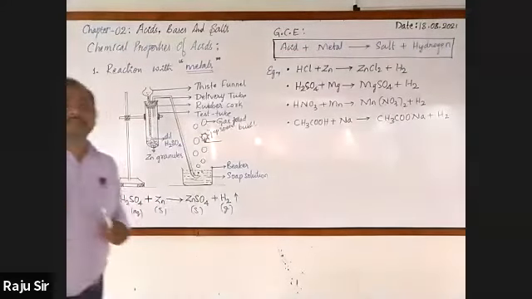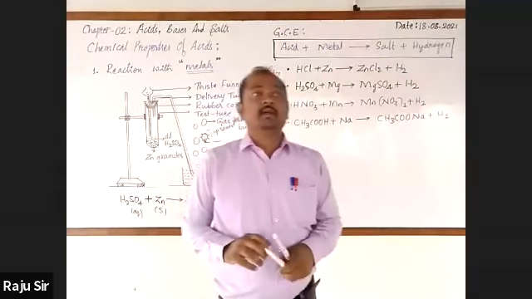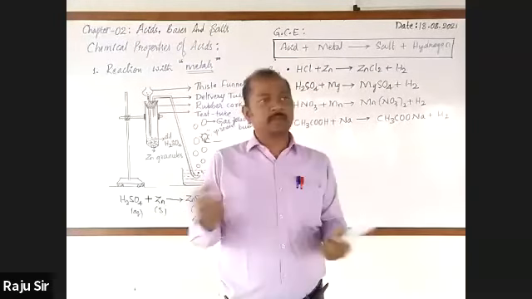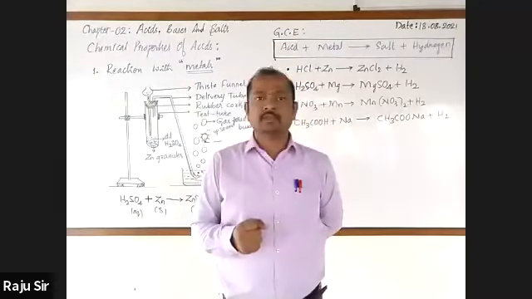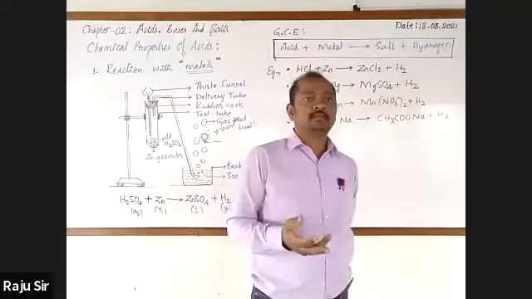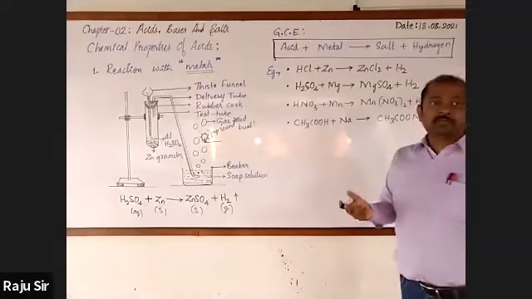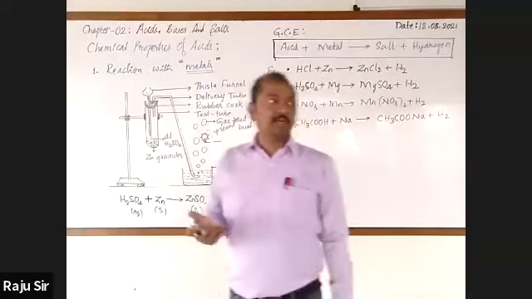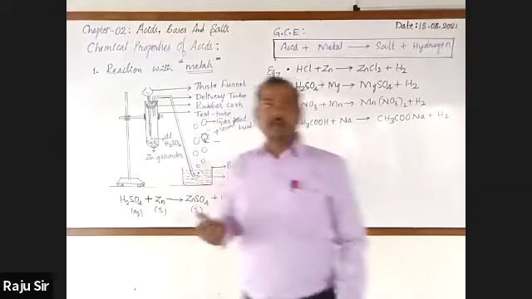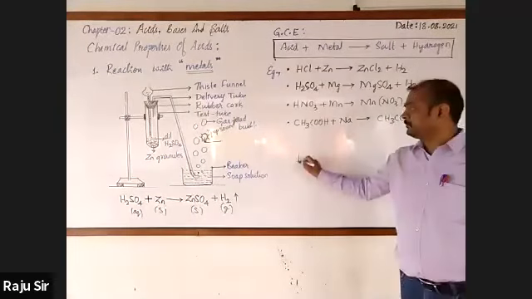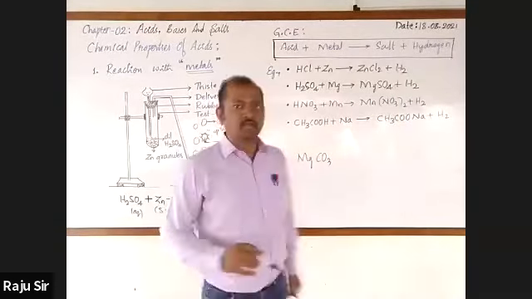Okay. Now we are moving to the second one. What is that second one? Reaction with metal carbonate as well as metal bicarbonate, that is, metal hydrogen carbonate. Examples for metal carbonate: sodium carbonate, magnesium carbonate, aluminum carbonate, zinc carbonate, nickel carbonate, like that. Many are there. What is the magnesium carbonate formula? MgCO3.